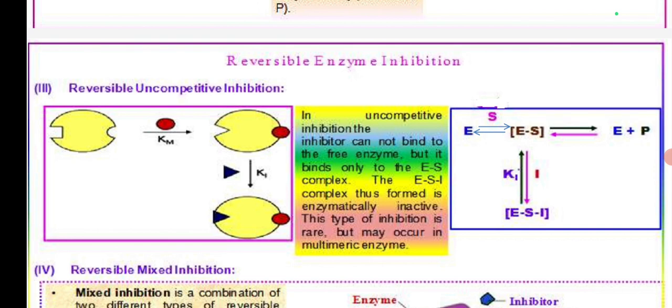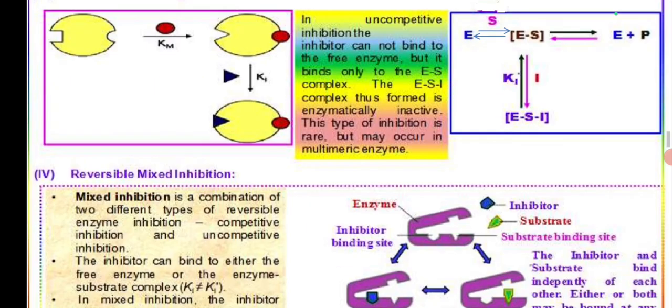Diagrammatic representation: here also the enzyme has both binding sites, for the substrate as well as the inhibitor. First, the substrate binds to the enzyme to form the enzyme-substrate complex. The rate of reaction is Km. Then the enzyme-substrate complex forms, then the inhibitor binds to its binding site. Finally, we get the enzyme-substrate-inhibitor complex. There, no reactions will take place.